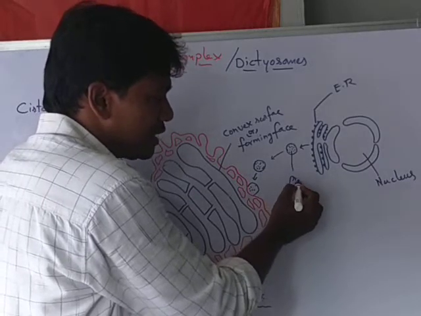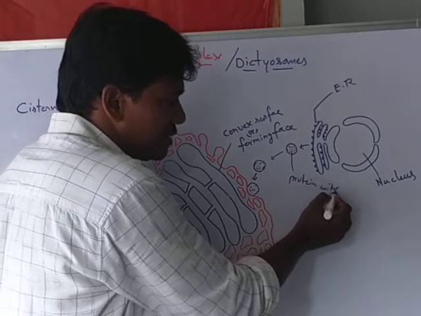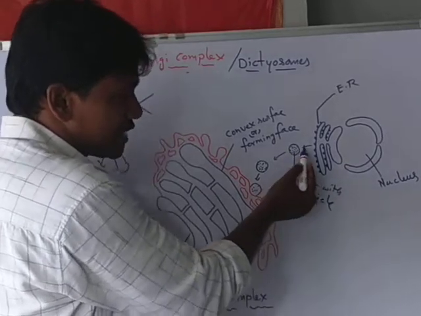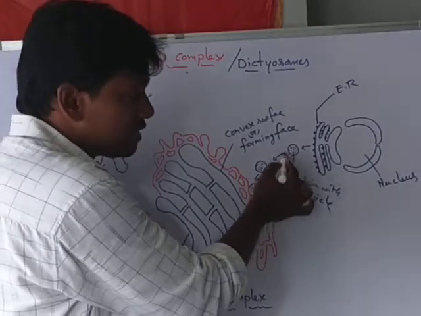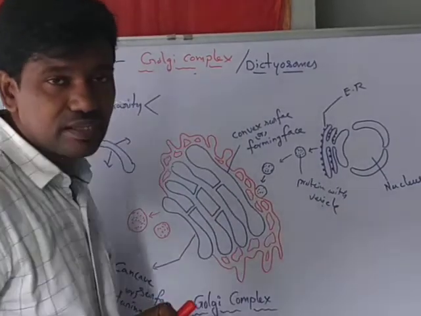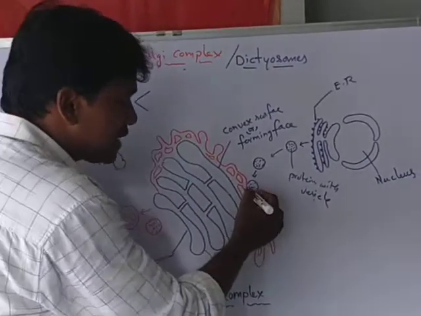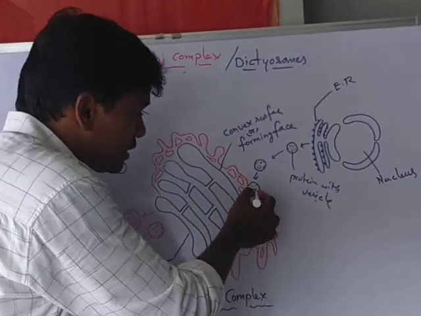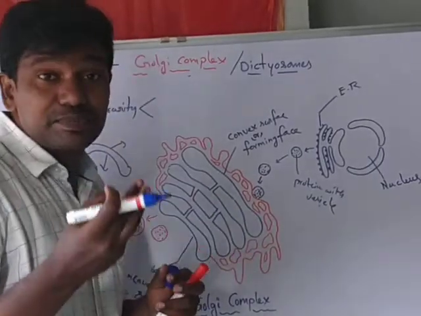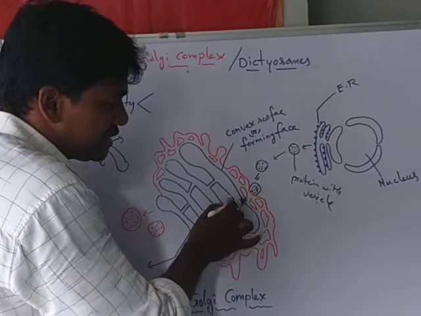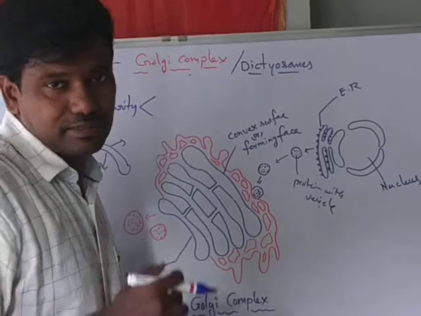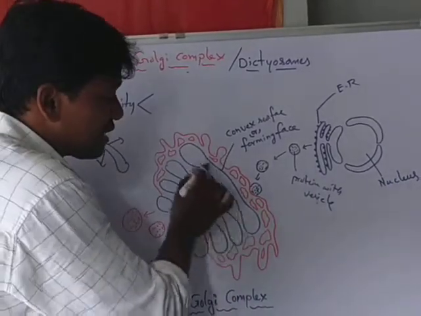So the proteins, or any substance, are transported to the Golgi through vesicles. When it comes in contact with the Golgi apparatus, in this region the modifying of the substance will be stopped, and the new cisternae are formed.